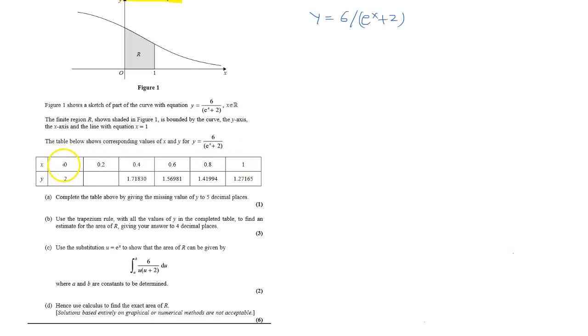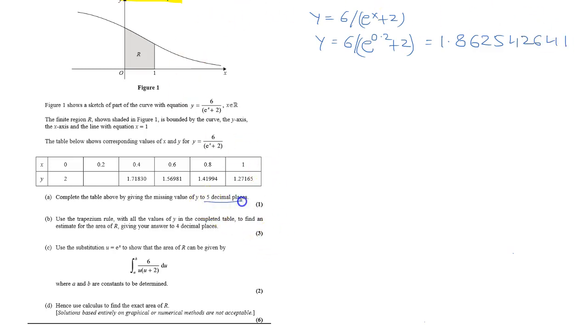This is the table below. We have the value of 0, 0.2. So we put x is equal to 0.2. So y is equal to 6 over e to the power 0.2 plus 2. If you put it in the calculator, this is the full denominator. So this is going to be 1.862542641.